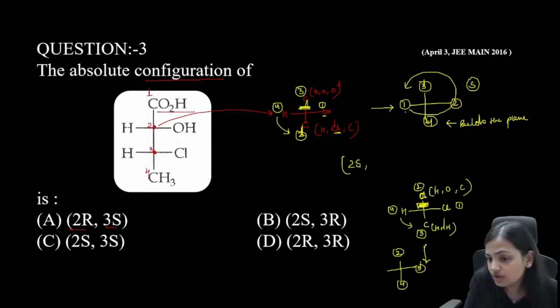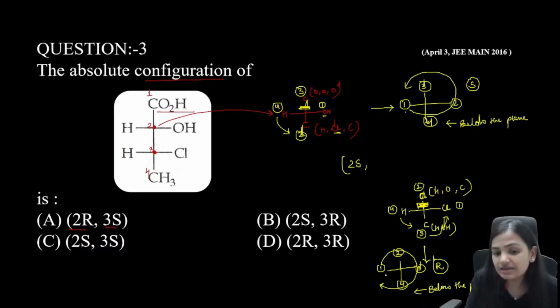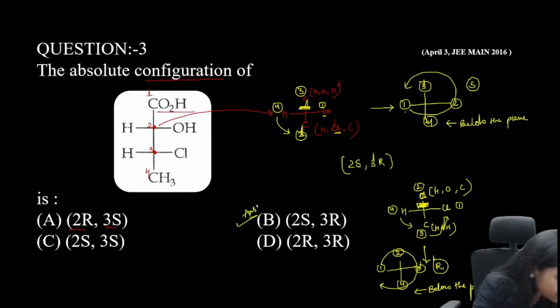Here the 3rd will go and 1 will go this side. So if you see the rotation, this is 1, 2, 3, 4. Keeping the 4th group below the plane, the rotation is clockwise. So this is R. So ultimately my answer will be 2S and 3R. The right answer is option number B. Is it clear? Getting it, guys?